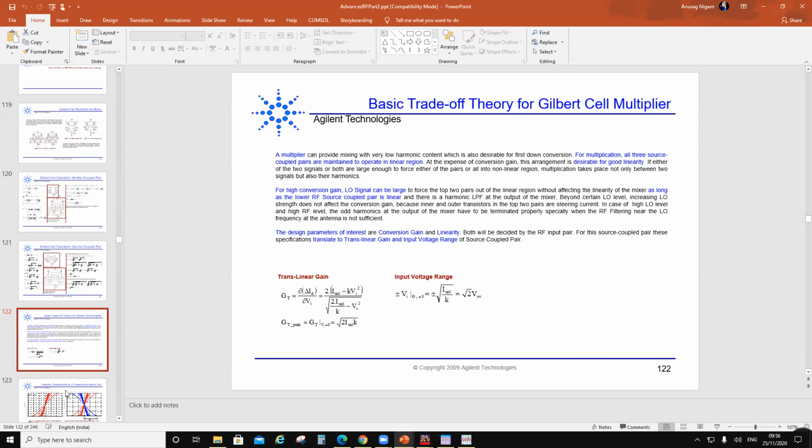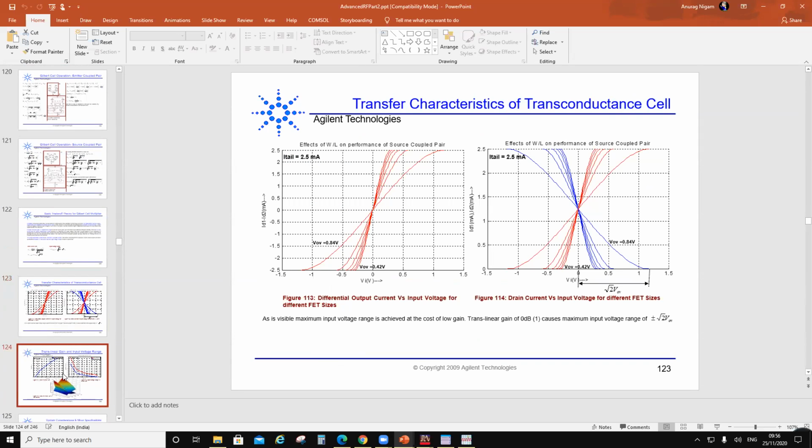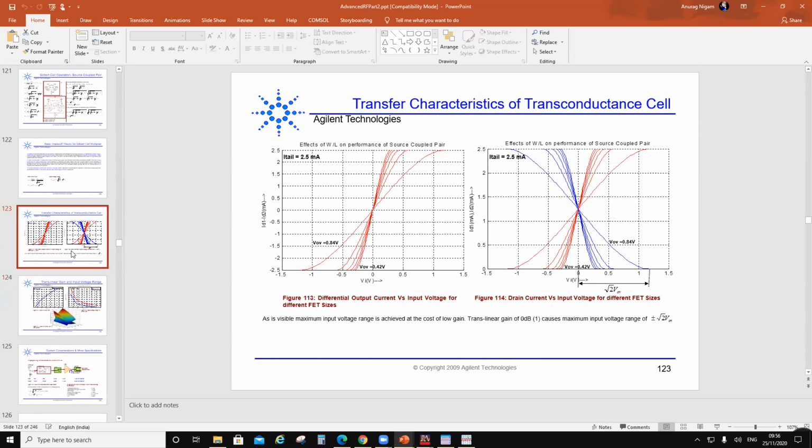Okay, so basically it means, let me show you a curve. Consider only one curve, one blue curve and one red curve. I am going to sweep the input voltage, Vy, from a negative value to a positive value, and this is the current I am plotting. So what is going to happen?